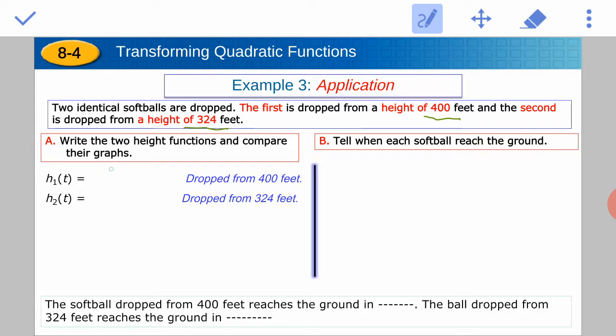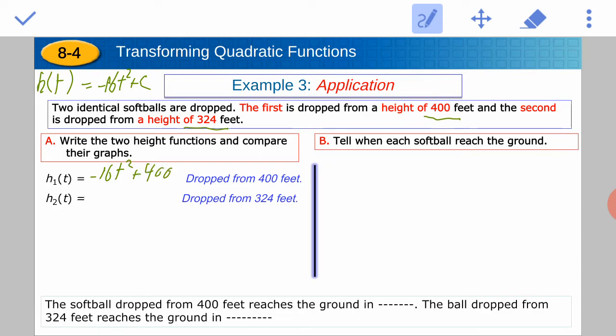h1 of t for the first ball. Guys, you remember the formula of the falling object: h of t equals negative 16 t squared plus c. You have to memorize this formula. So for the first softball, the one that is dropped from 400 feet, it's going to be negative 16t squared plus 400.